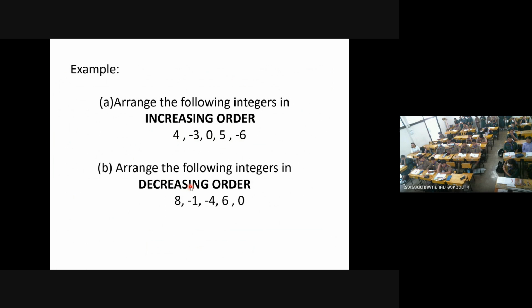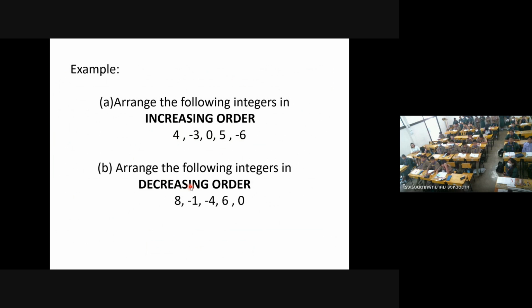Okay, so we have 8, -1, -4, 6, and 0. In a number line, decreasing means going from right to left. Because we're dealing with decreasing, what is the decreasing order of the given integers?